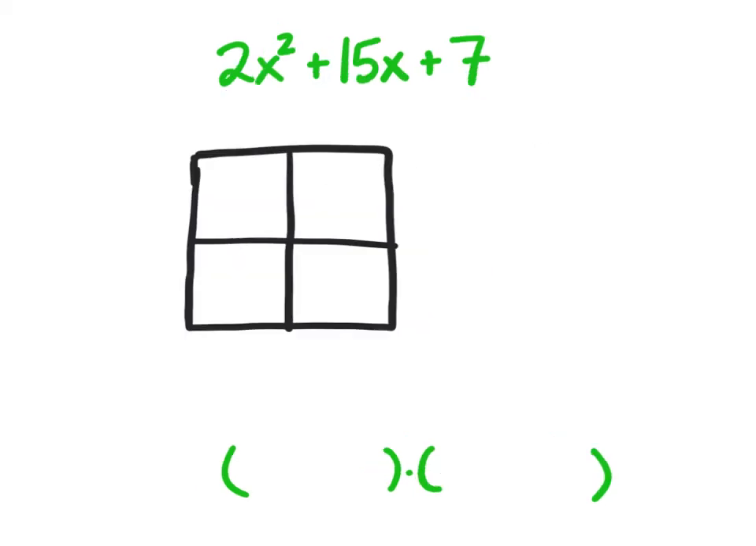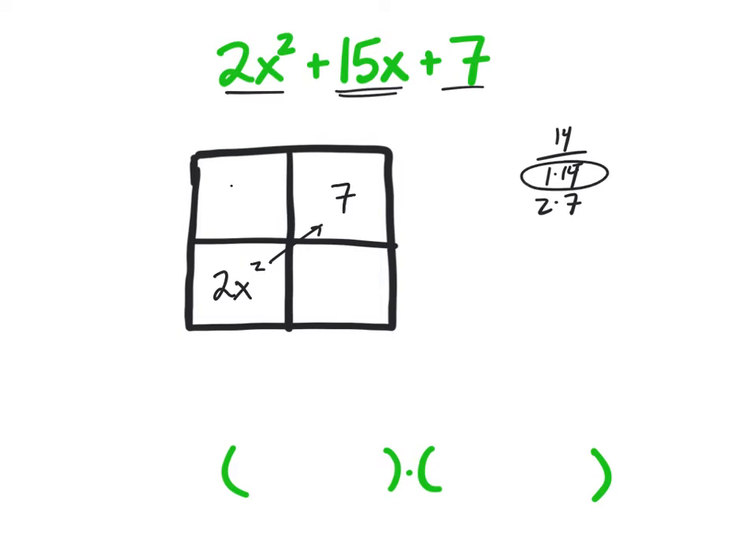So what do we do? We go ahead and we set up our 2x squared wherever you want. Check. Then we have our positive 7, and we put that anywhere. Check. The key is this diagonal. 2 times 7 is 14. We go ahead and factor 14, just like we did on the last problem. And we're looking for ways to get 15. I see I can get 15x if I use a 1x and a 14x. It doesn't matter where I put them.